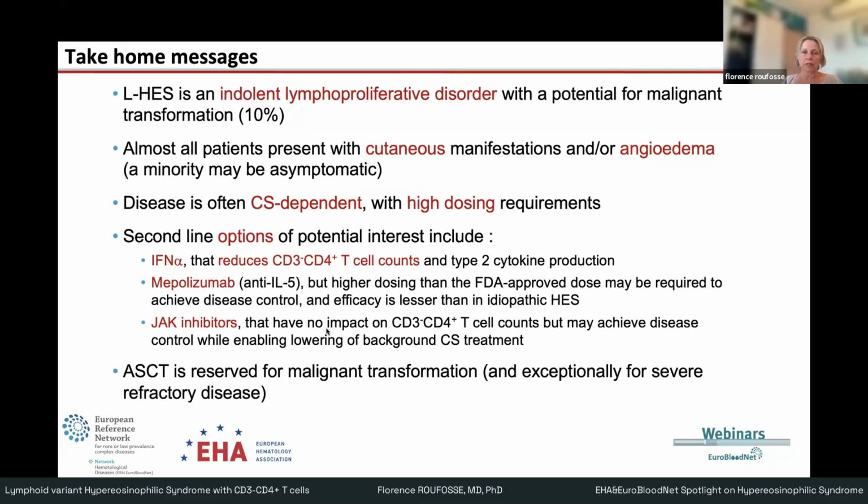This disease is often corticosteroid dependent and with high dosing regimens. That's why we often have to introduce second-line treatment options in these patients. Perhaps the most interesting is interferon alpha, because it reduces the aberrant T cell counts, in addition to really acting directly on type 2 inflammation. Mepolizumab is certainly still really interesting because I have several patients who respond relatively well, but they tend to require higher dosing than that which is approved by the FDA and the EMEA. But it's worth giving it a shot because it can really decrease corticosteroid requirements in these patients.